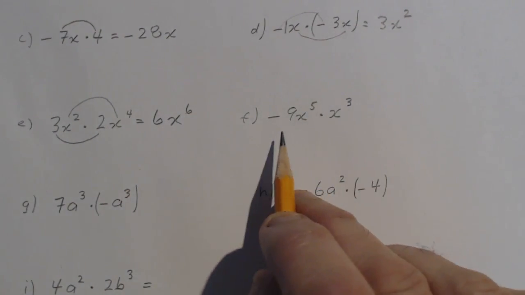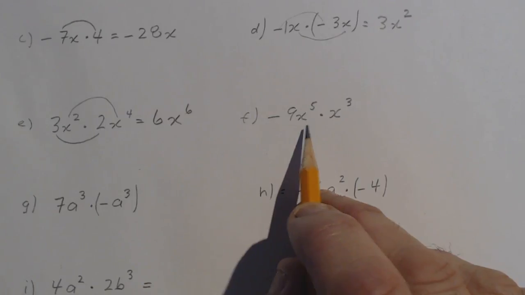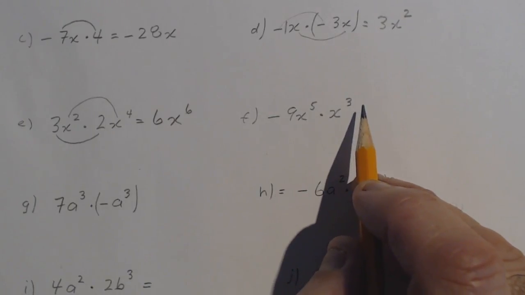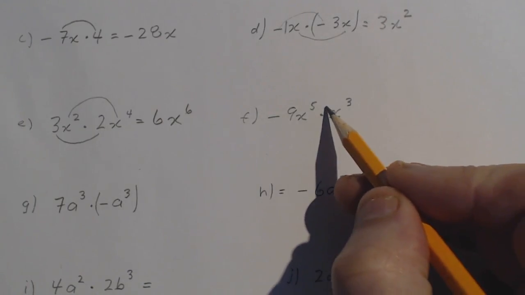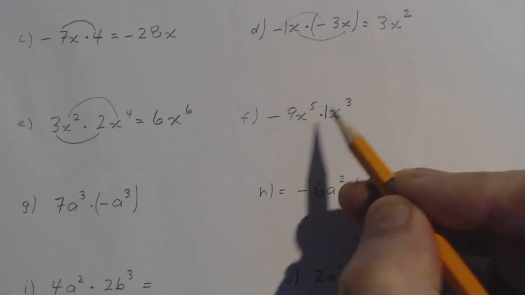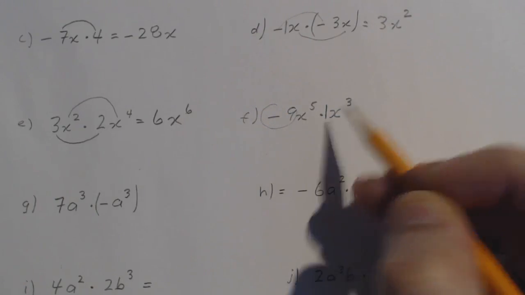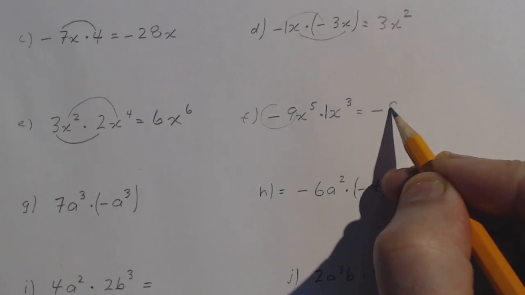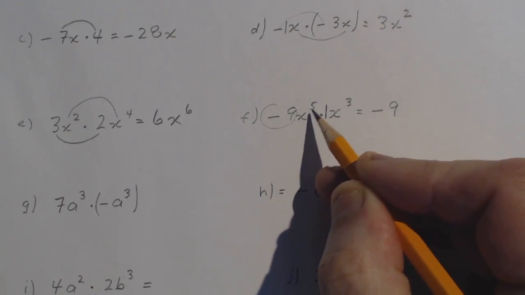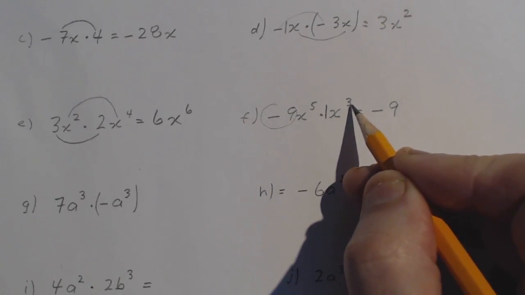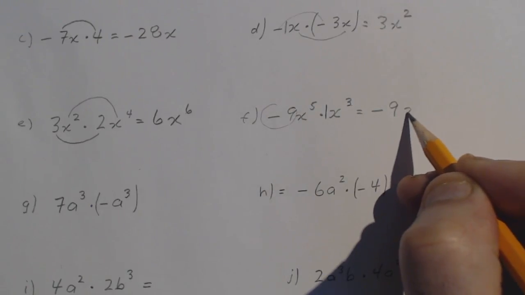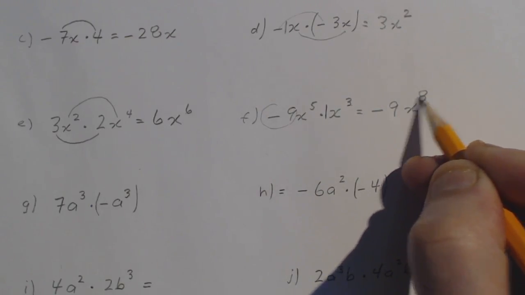Here, F, we have minus 9x to the power of 5 times x to the power of 3. So that's a 1 in front of that x to the power of 3 there. So minus 9 times 1, of course, just gives minus 9. x to the power of 5 times x to the power of 3. We add the exponents, so it's x to the power of 5 plus 3, 8.